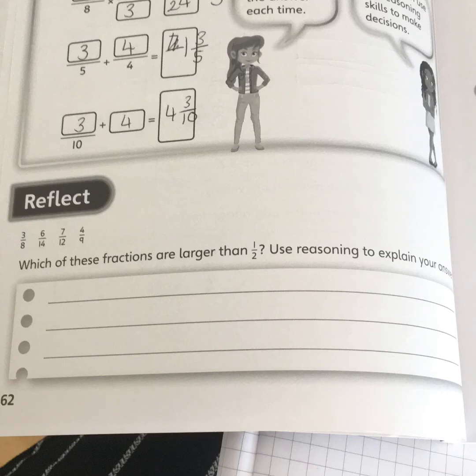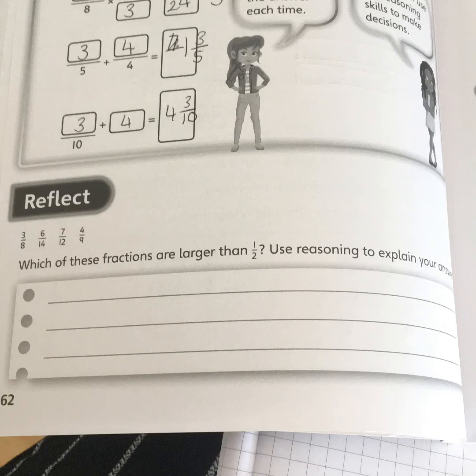So which of these fractions are larger than a half? So we looked a little bit at this last week. If your numerator is half your denominator, then it's equal to a half. So for 3/8, well, half of 8 is 4. So 4/8 is the same as a half. So 3/8 is therefore smaller. Half of 14 is 7. So 7/14 is equivalent to a half. So if you've got 6/14, it is also smaller.